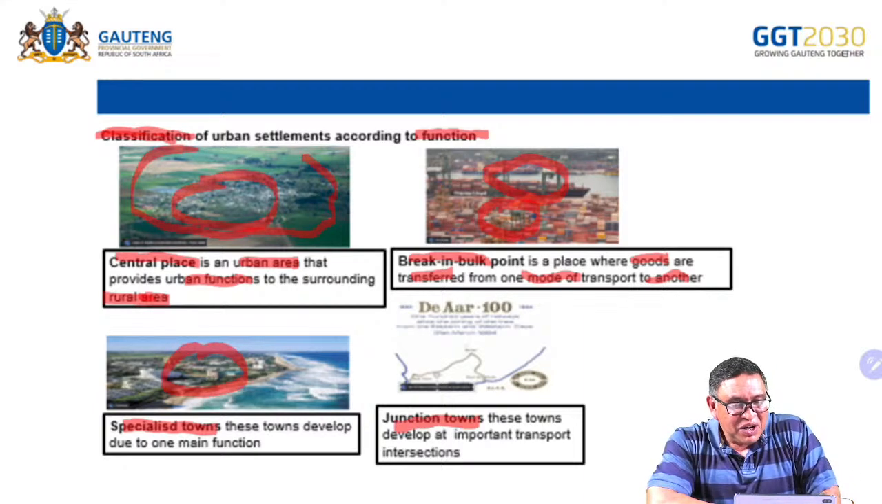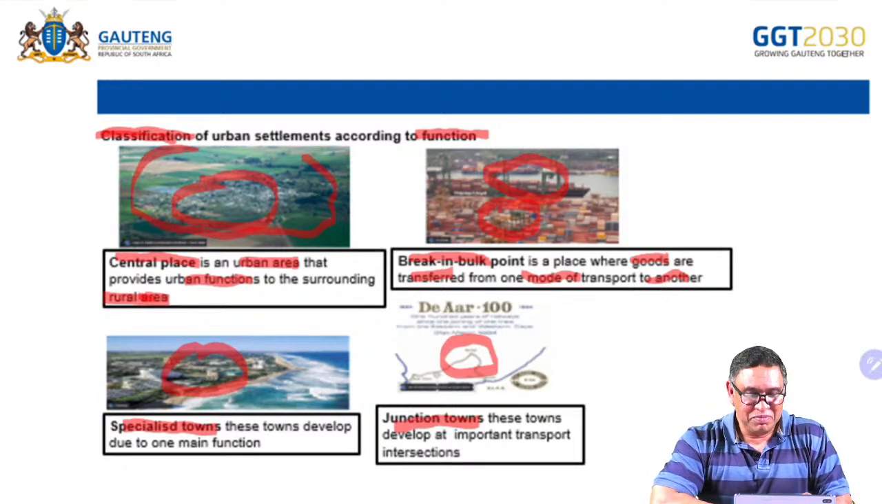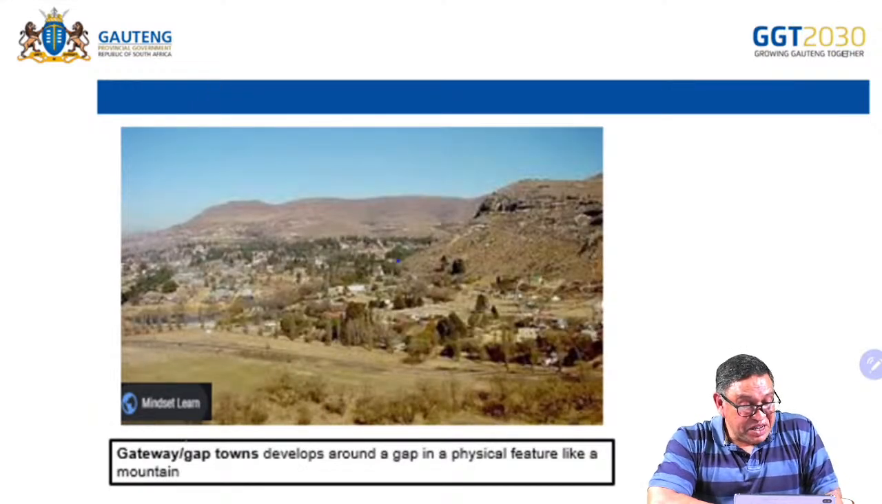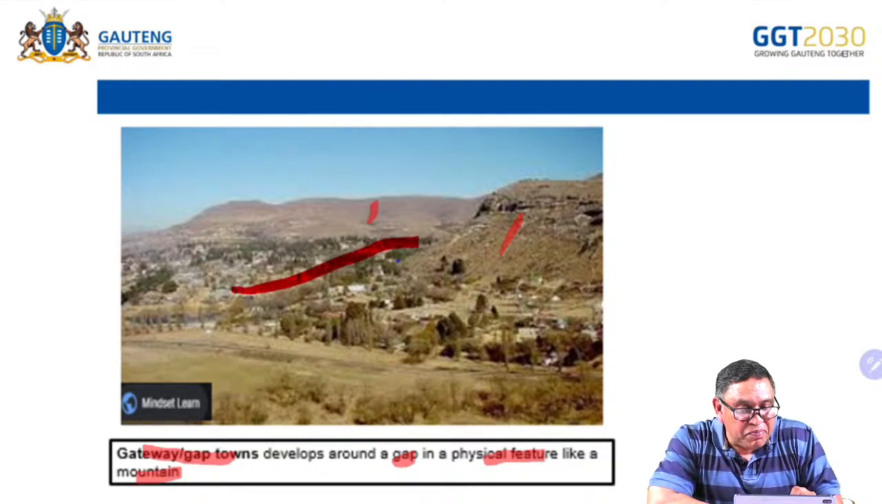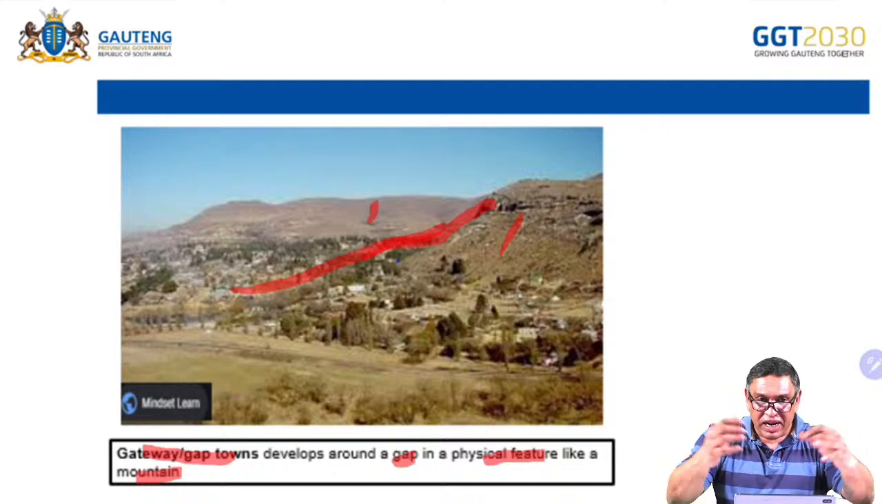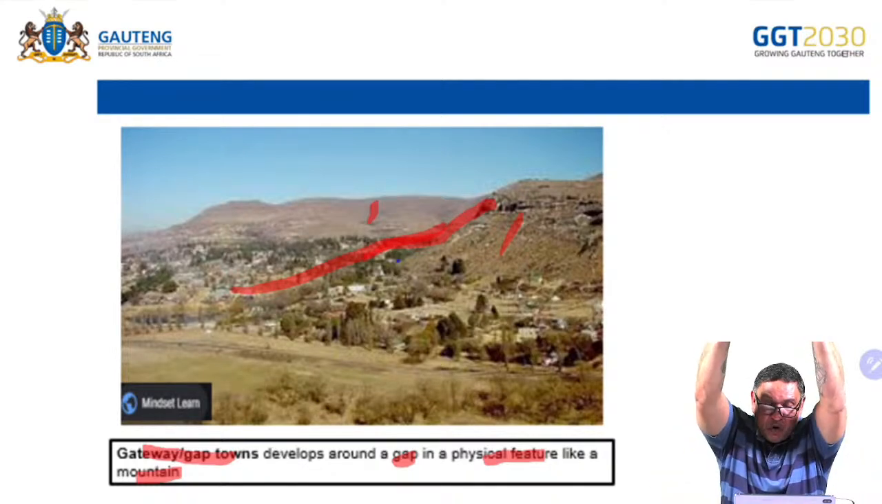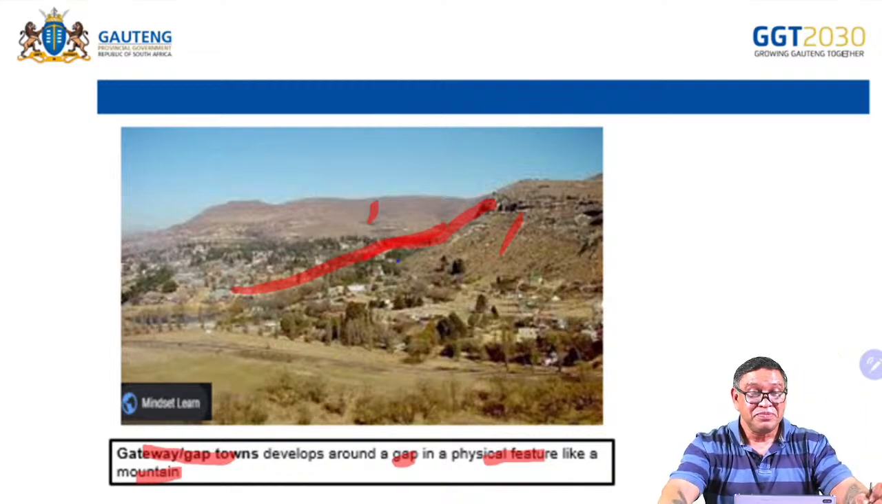Junction town, where major routes meet. Gap town, a gap in a physical feature like a mountain. Can you see? Mountain, and this is a gap through it, a pass. What a nice place to build a town, because people will use that gap to go from one place to another.